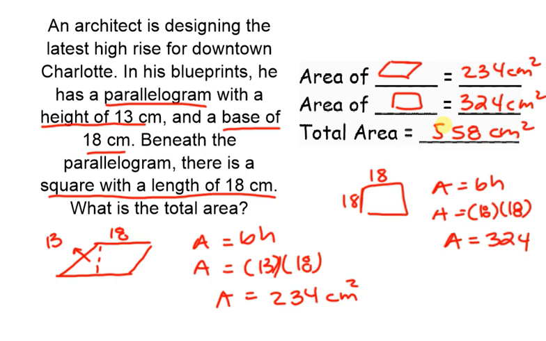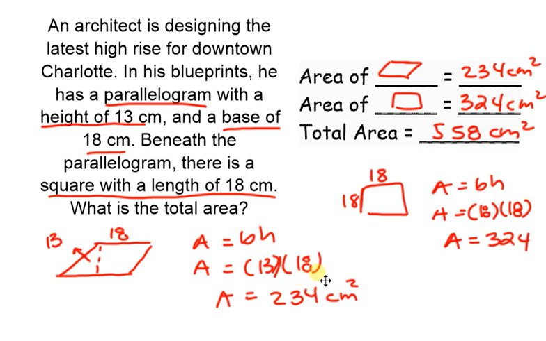All right, if you're not done, go ahead and hit pause, and if you are done, let's talk about it. In this compound figure, there were two shapes. There was a parallelogram, and there was also a square. The parallelogram had a base of 18 and a height of 13, and the formula is area equals base times height, so 13 times 18 is 234.